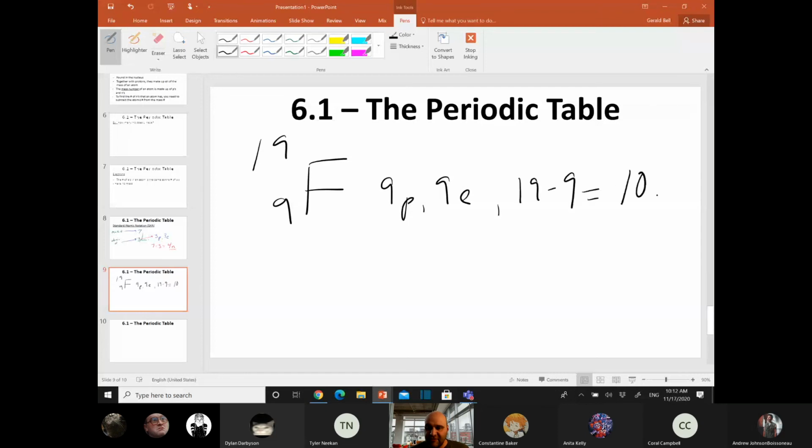19 minus 9 gives us 10 neutrons. Bam, bam, bam. There are our 3 particles.